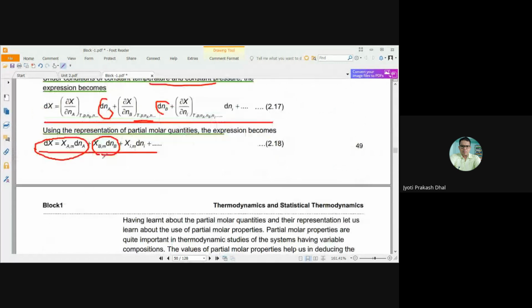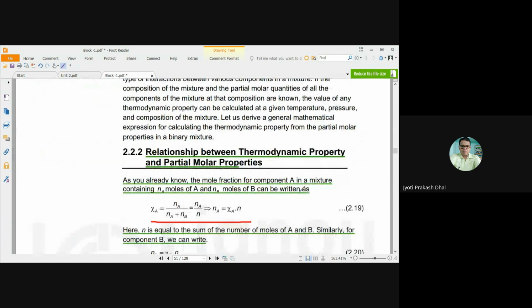So up to this, we have discussed the partial molar quantity of any type of extensive thermodynamic properties. And after that, we will particularly discuss different thermodynamic properties.